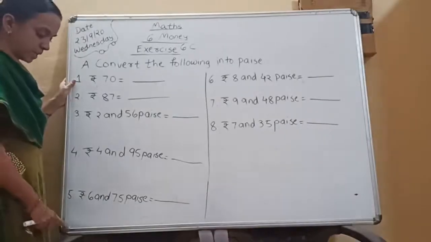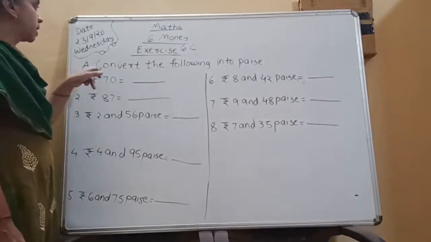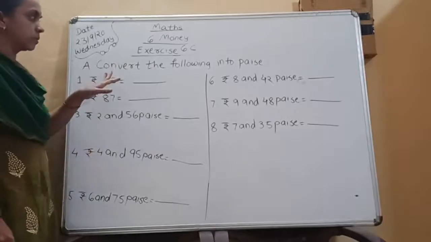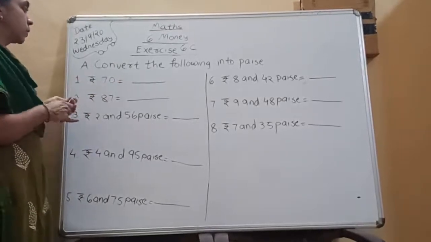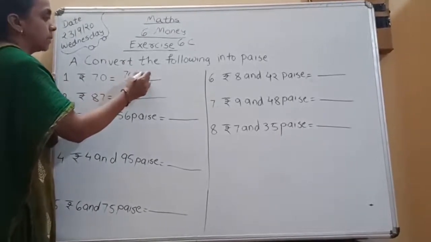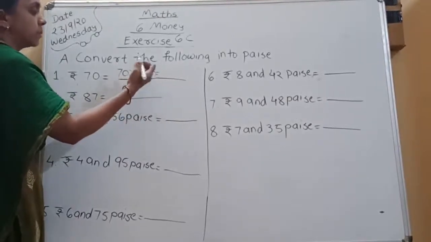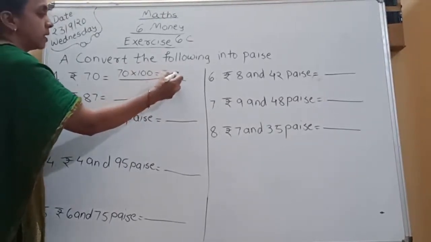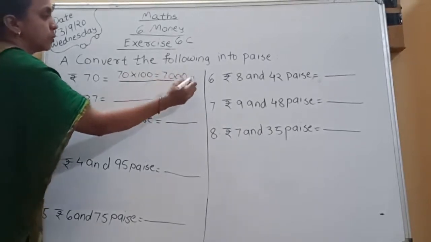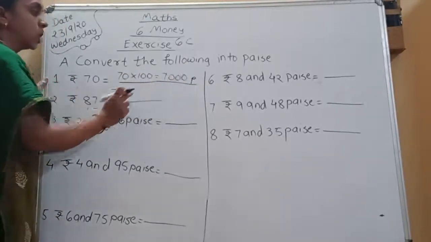Now see your page number 88, exercise 6c. What is the example? Convert the following into paise. These rupees are given that we have to convert into paise. So rupees 70. So what we can write here? 70 multiplied by 100 equal to how much? 100 multiplied by 70. 7,000. How many zeros are here? 1, 2, 3. 7,000 paise. You write down there small p.